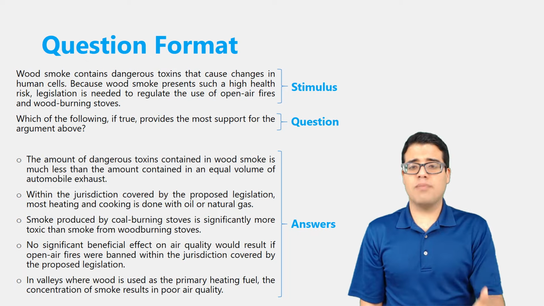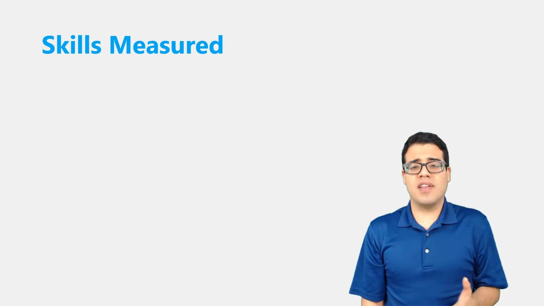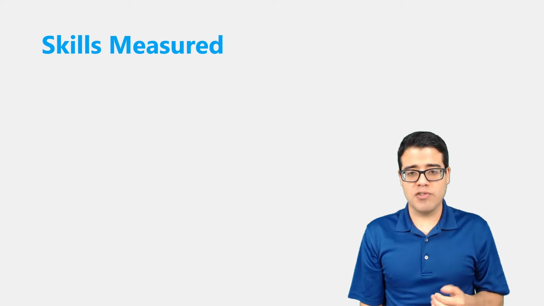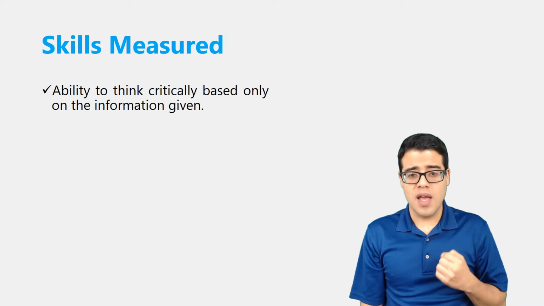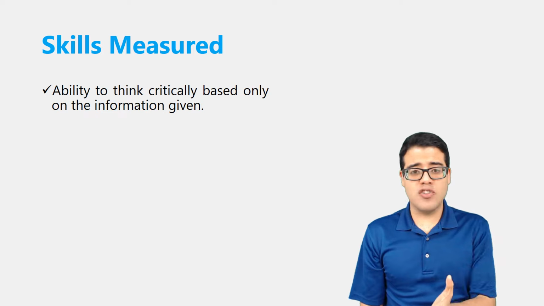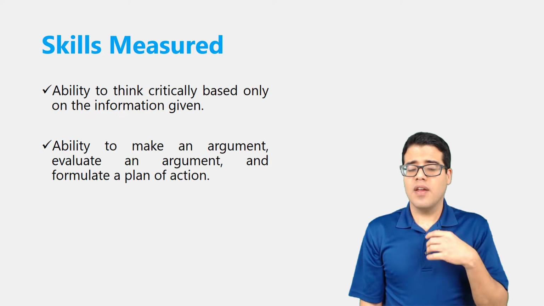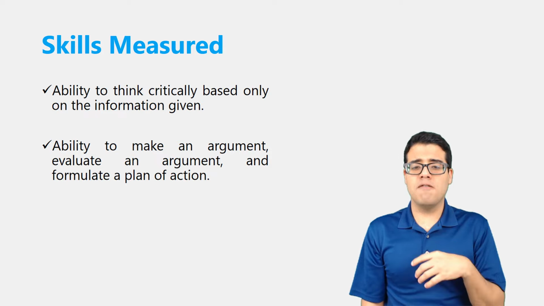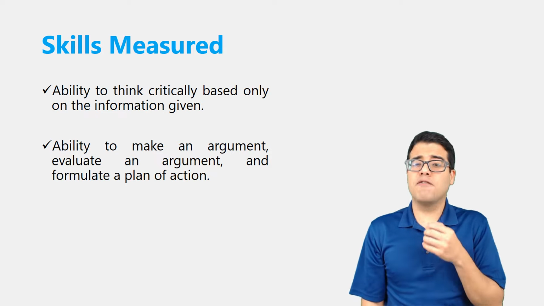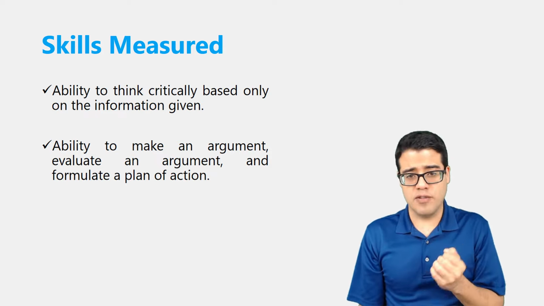And what is this all about? Well, critical reasoning measures several skills. The most important one is your ability to think critically based only on the information given. Also, it measures your ability to make an argument, evaluate an argument, and formulate a plan of action.